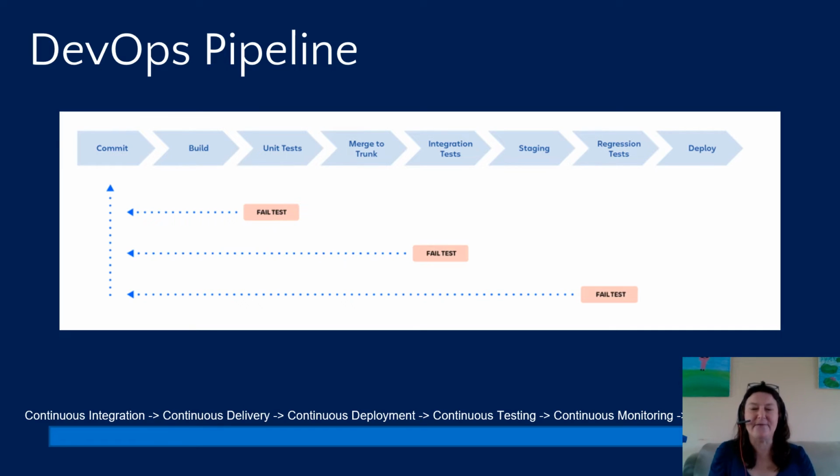And again, if that fails, it goes back. But if it all succeeds, then it might be deployed into production. So this is just a visual representation of some of the stuff we've been talking about. And I've got a couple more visual slides for you visual learners.